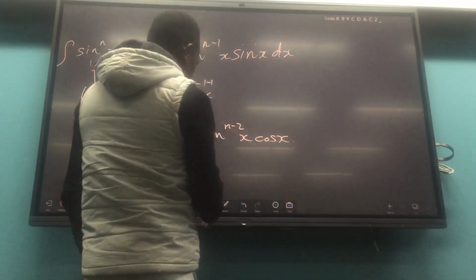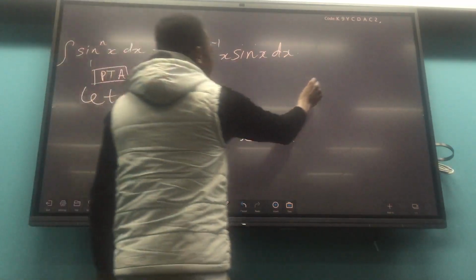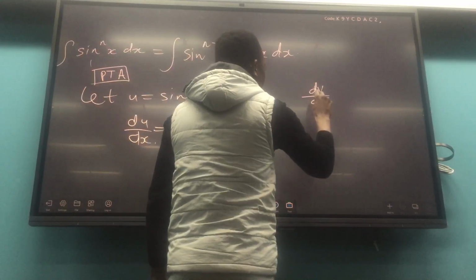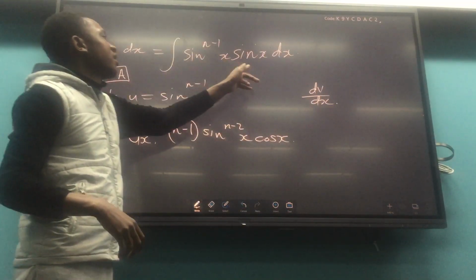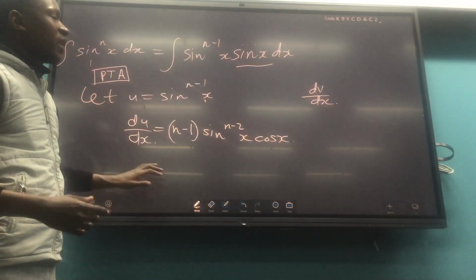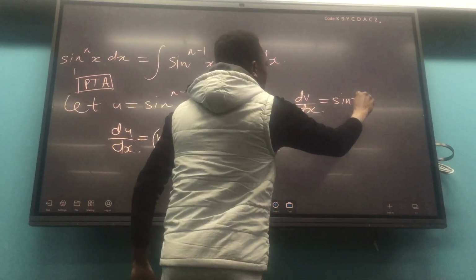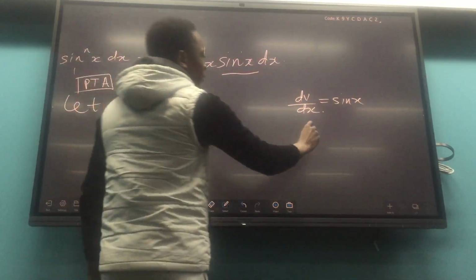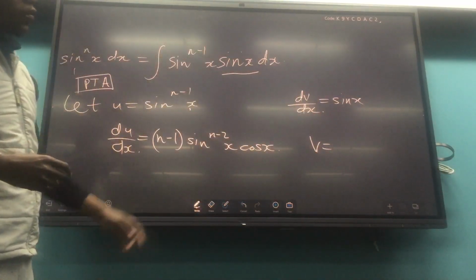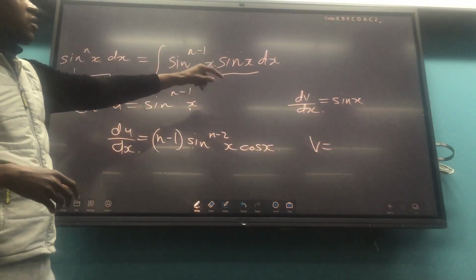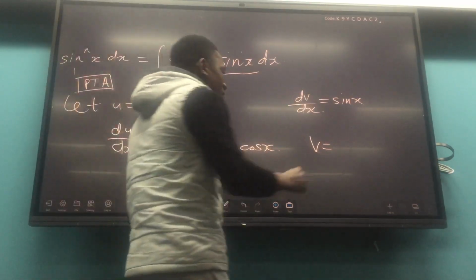We can now say our dv dx is automatically what's left of this integral. What's left here is sine x, which becomes our dv dx. So dv dx is equal to sine of x. And our v is then the antiderivative of this, and integrating sine gives us minus cos.